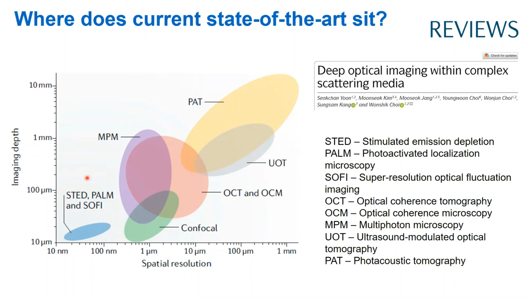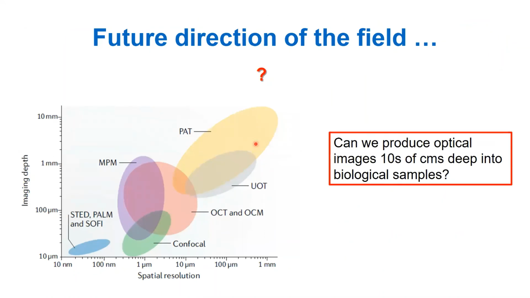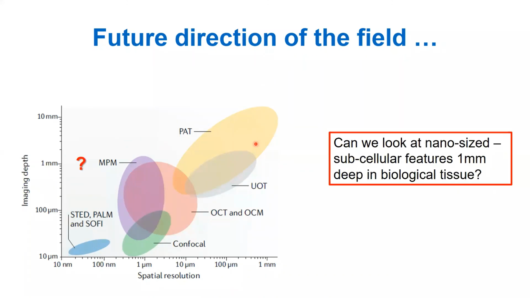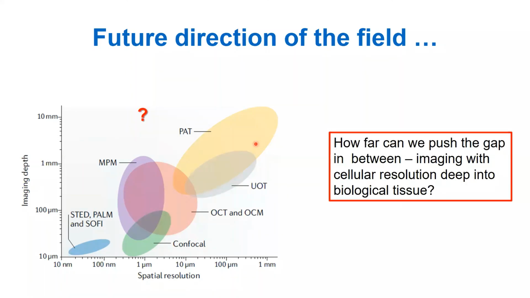When you think about where we might go in this area and where the next advantages are in the future, you start to wonder, where else on this curve can we get to? So can we, for example, produce optical images tens of centimetres deep into biological samples, and what would be the implication of that? Could we look at nano-sized cellular features 1 millimetre deep into biological tissue, and what would we gain by that? What applications would that open up for us? And how far can we push the gap between the two? How far can we image, say, with cellular resolution, and how deep can we get into biological tissue?